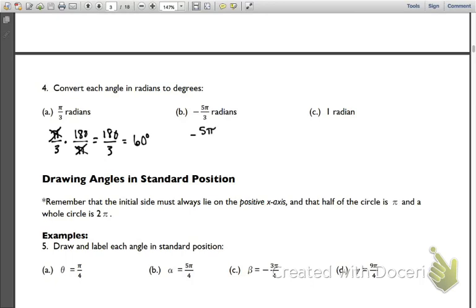So if I have negative 5 pi over 3, I'm going to multiply it by 180 degrees over pi. Well, the pi's cancel. The 3 and the 180 become a 60. I still need to multiply negative 5 and a positive 60. So I'm going to get a negative 300 degrees.